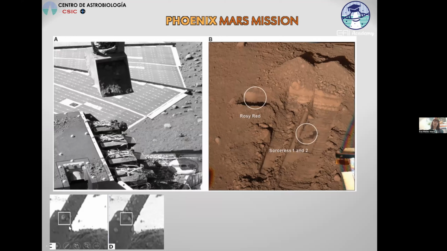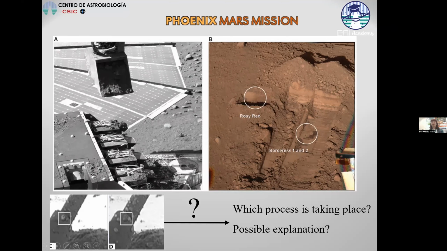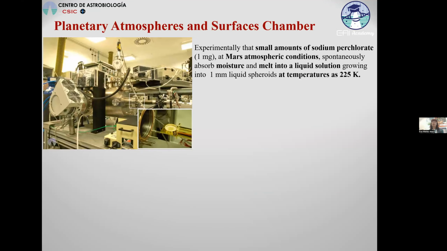told us that he was watching a kind of drops on the leg of the platform of the robot, and it was changing during the day and during the night. So we wanted to understand which process was taking place there and what possible explanation there could be. So we proposed an experiment, and we ran it in the simulation chamber.